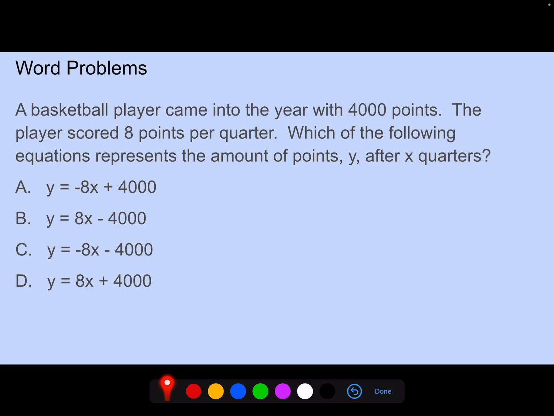You might say, I don't know basketball, but it says this: the player scored 8 points per quarter, so that's going up. Which of the following equations represents the amount of points y after x quarters? So we're going to have 4,000 points, and we're going to add 8 for every single quarter. That's why the answer here is going to be D. So there's our answer.